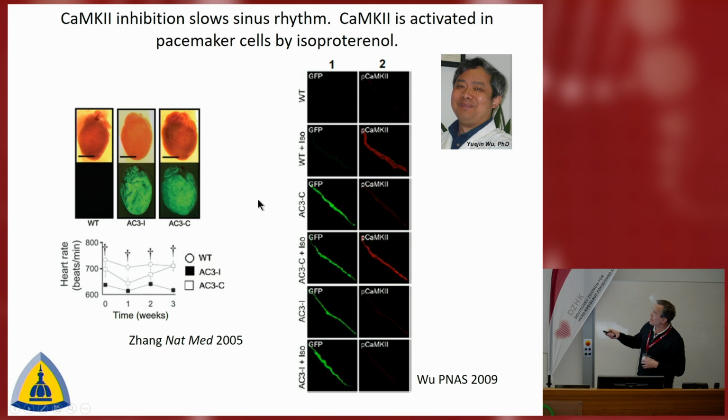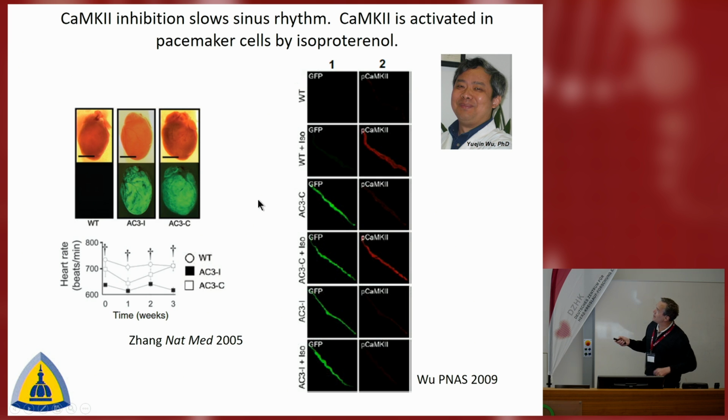We also made a scrambled version of that peptide, AC3C for control, that doesn't have any inhibitory activation. And although this was not the focus of this paper, we noticed this very decisive decrease in heart rate in the CamKII inhibited compared to the transgenic or the wild type control. And so a number of years later, Yujin Wu came to me and said, I think I figured out how to isolate these pacemaker cells.